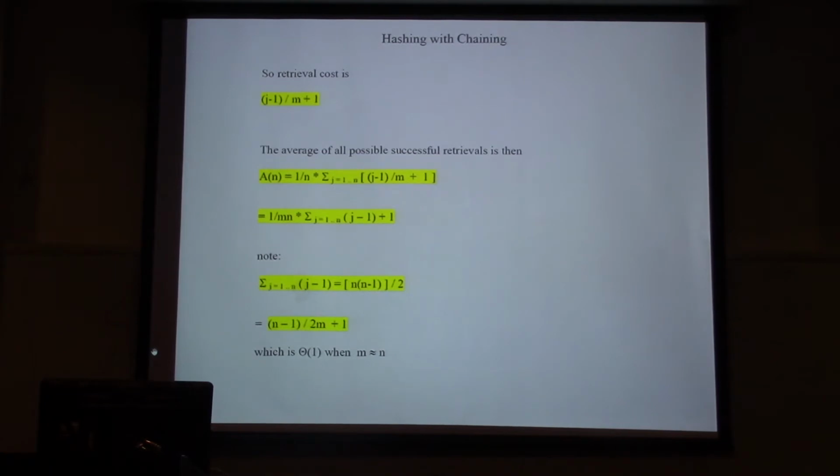So what we have here comes out to 1 over mn times the sum of j minus 1 plus 1. And when we simplify all of this, we get n minus 1 over 2m plus 1. So therefore, if m is very close to n, then it's going to be something close to itself over 2 times itself. So it's going to be roughly a half plus 1, about 1.5, theta 1.